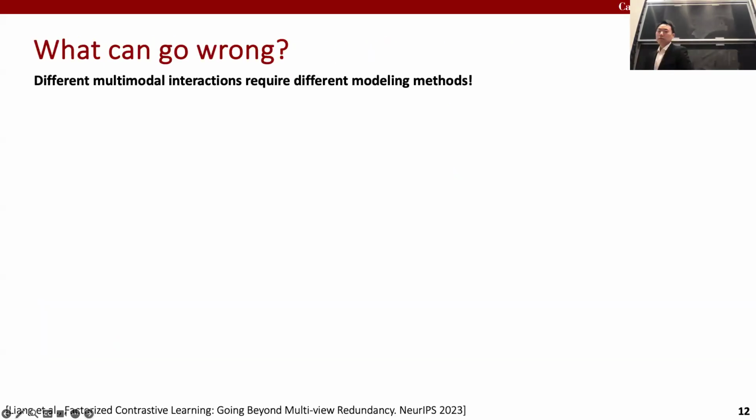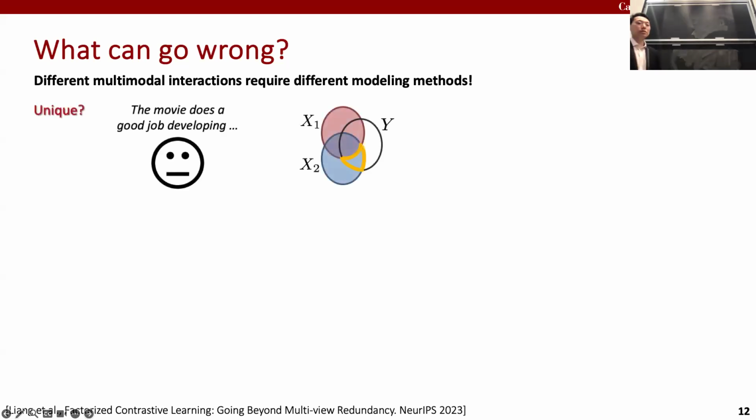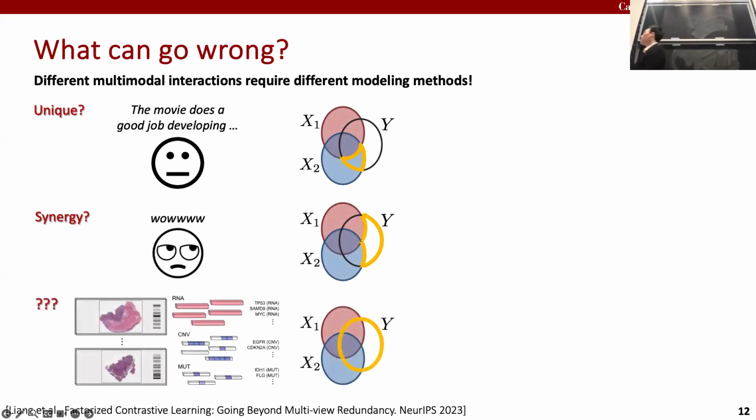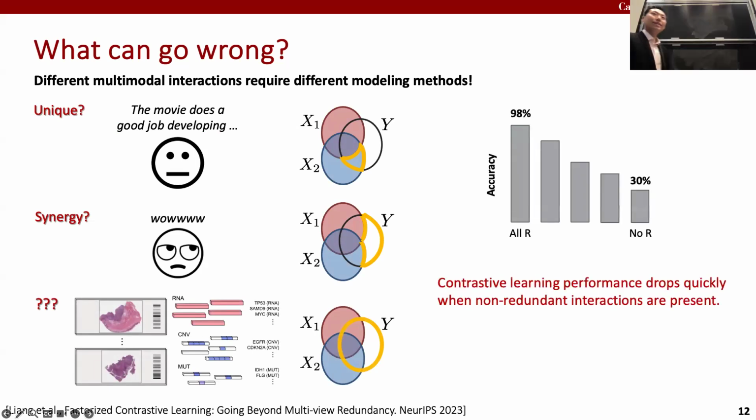So what can go wrong? What if you take a method designed to capture redundancy, a particular type of interaction, and apply it to other types of interactions? For example, in settings where there's unique information, in settings where there's synergistic information, or even in settings in health, where even domain experts don't know what interaction might exist between your modalities, and it is a question of scientific discovery. Well, these methods will fail.